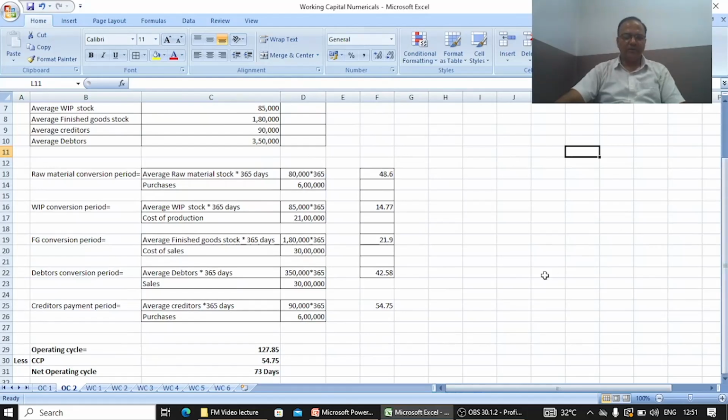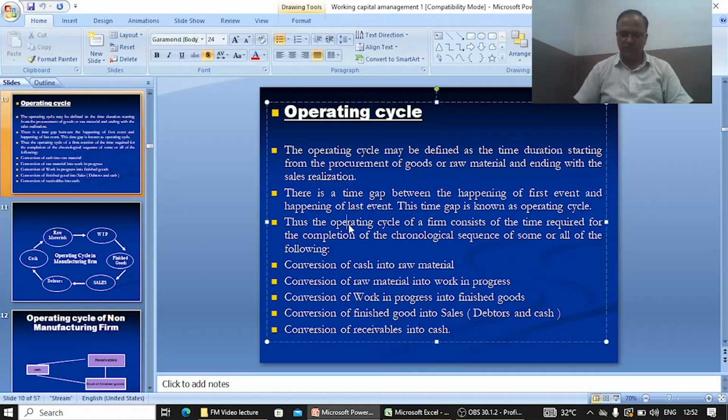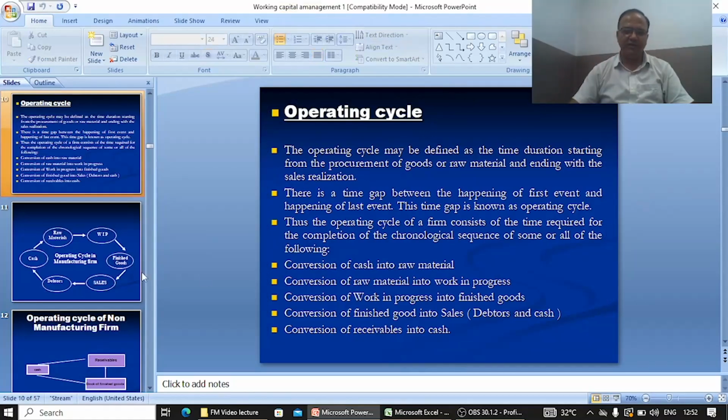Now let's come to another topic. I think two problems are sufficient to understand the operating cycle because it's a very easy concept, so there is no need to give more time on these topics. This was the operating cycle which we have done.